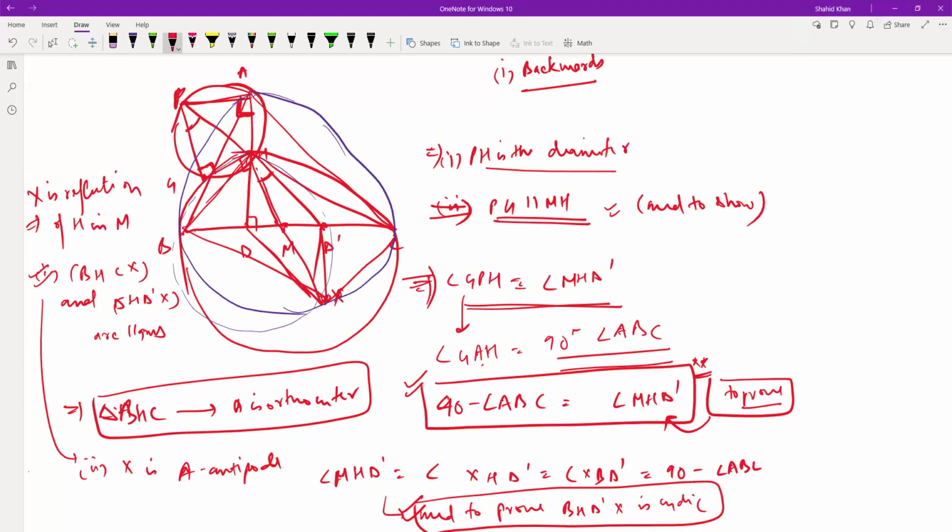Would it be possible to prove that GH is parallel to BC? GH is parallel to BC. That won't be true, right? Because GHM we need to show is 90. So that would mean that HMB also has to be 90. Do you get what I'm trying to say? Yes, yes.